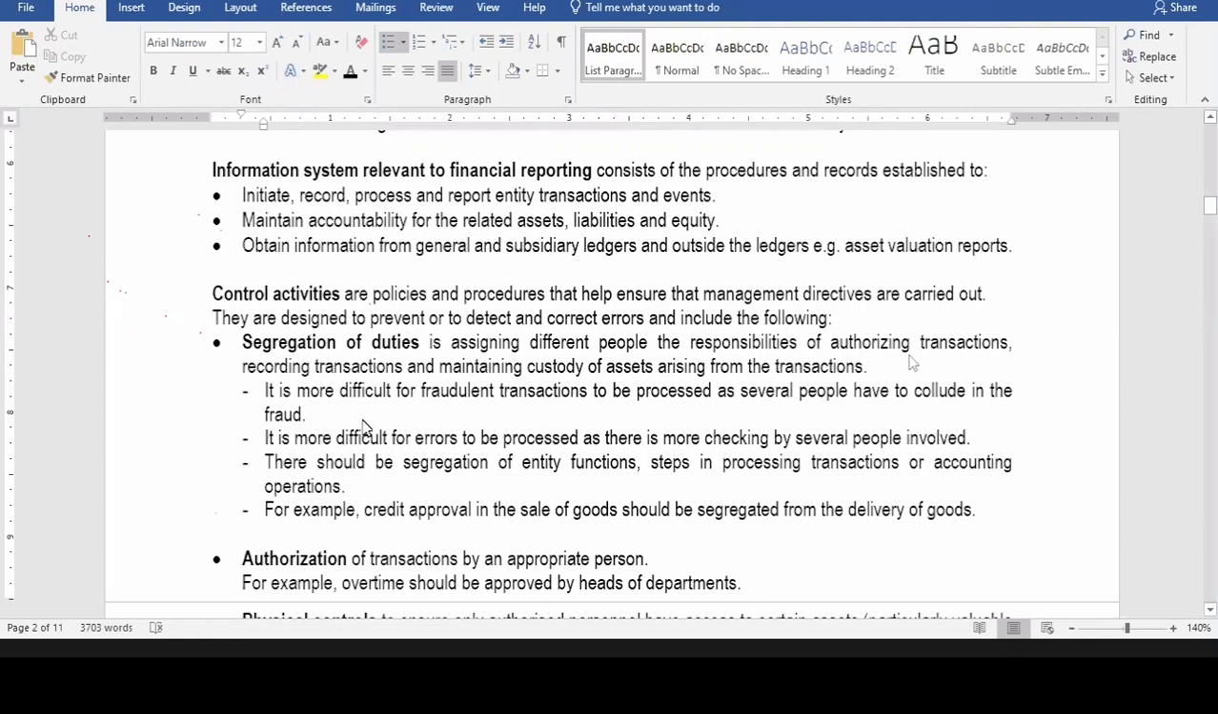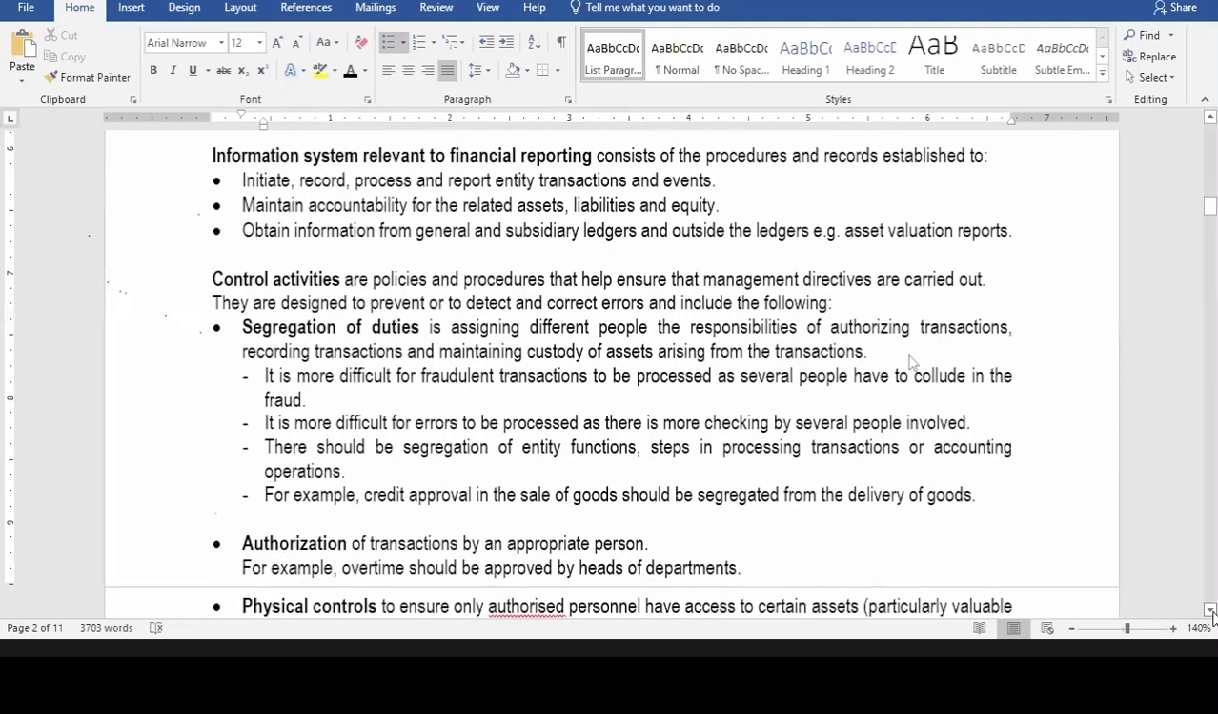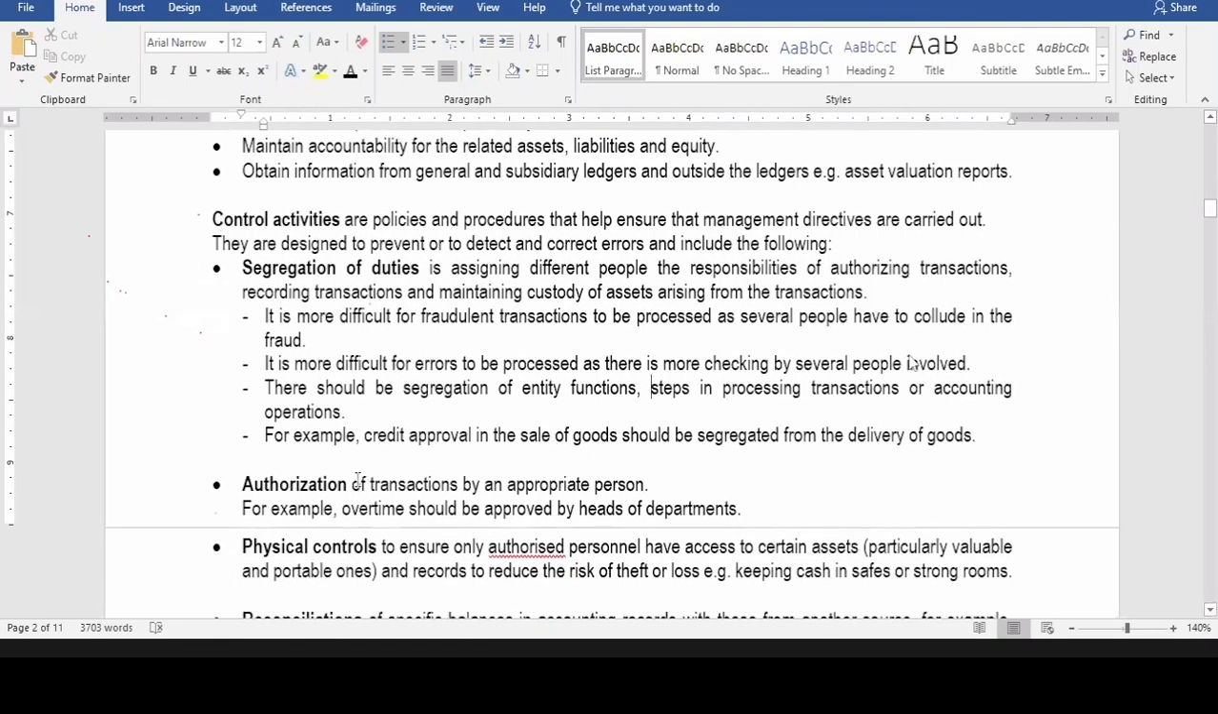So we are starting with segregation of duties because it's a major control. Number 2, the other control activity is authorization. Everything we do should be authorized. Like overtime should be authorized by heads of departments. You cannot do an exam unless you are registered. That is authorization. So we have to look at authorization controls. There are very many.